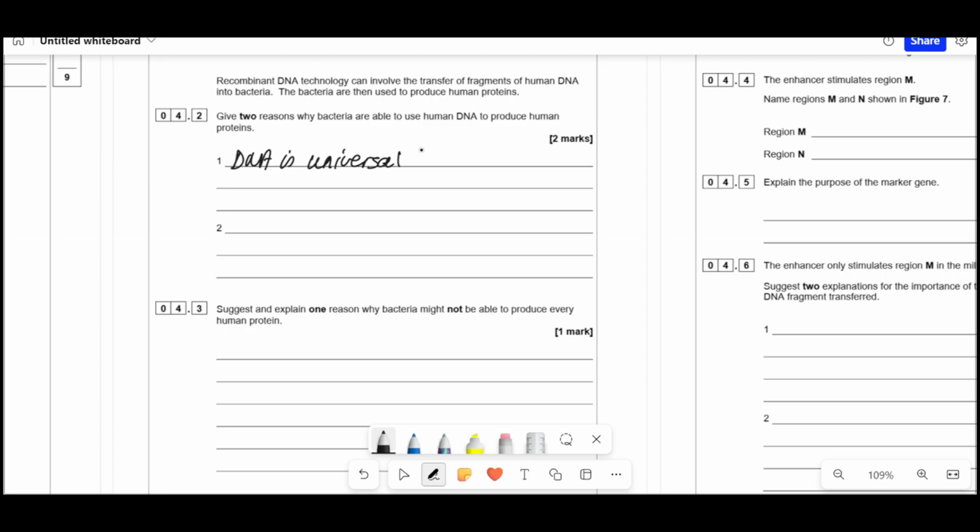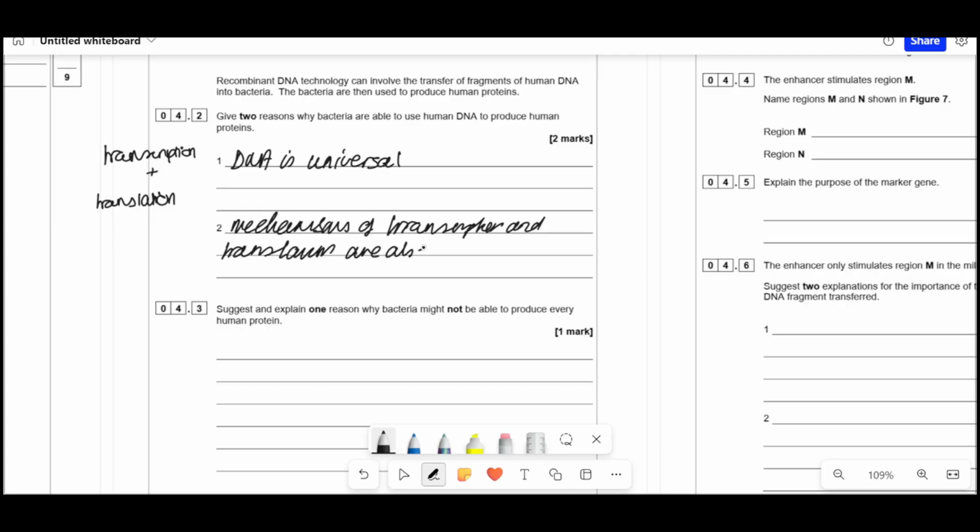But that's just talking about making amino acids, because it's talking about how you can use human DNA to make human proteins. So again, to make a protein, what are the 2 things that must happen? Pause and have a think. All right, cool. Yeah, so it's transcription and translation. So in order to go from DNA to a protein, you've got to do these 2 things. So that must mean if we're able to put human DNA in and it's universal and we end up with the same protein, then the mechanisms of transcription and translation are also universal.